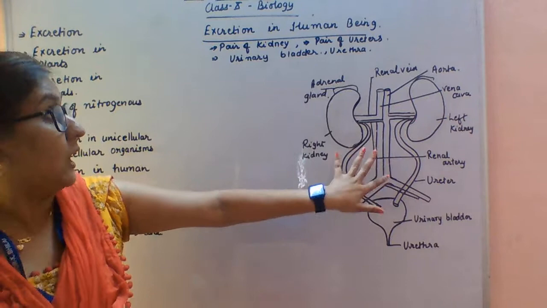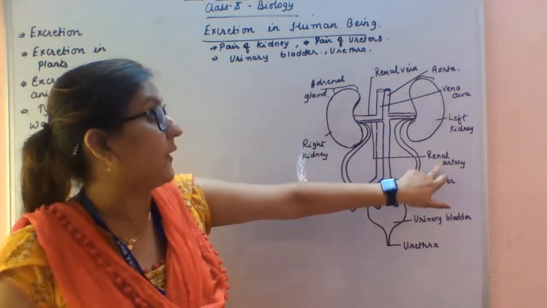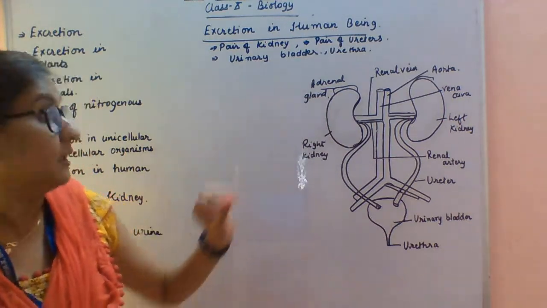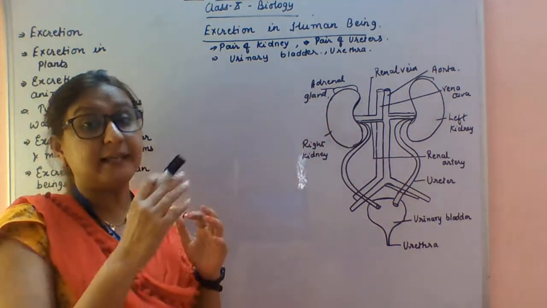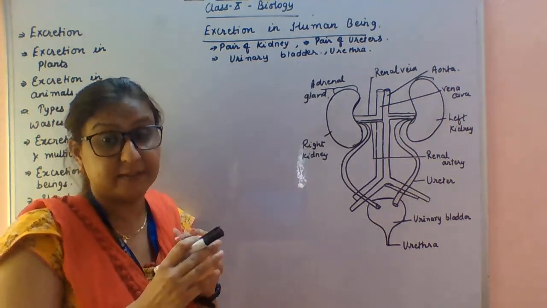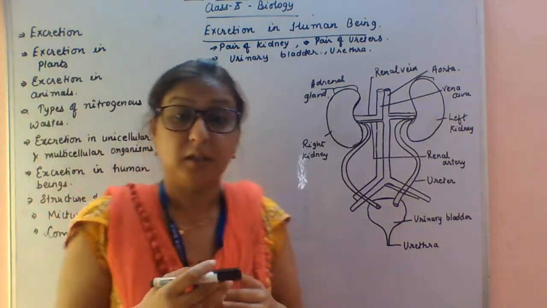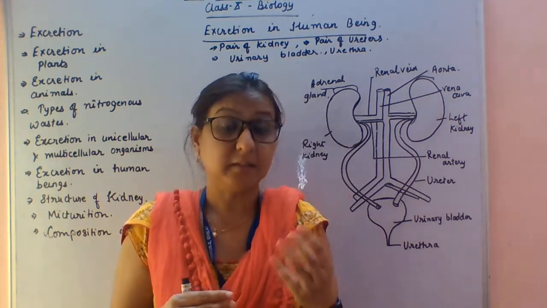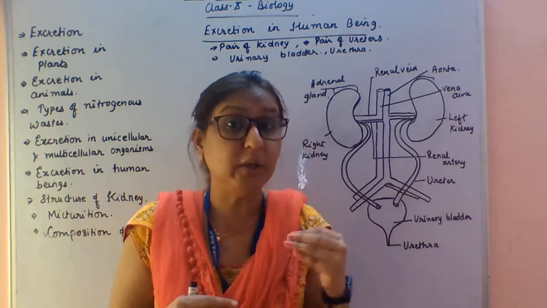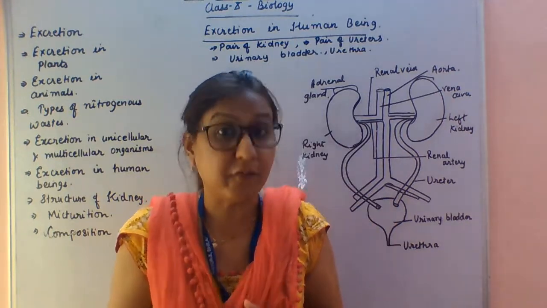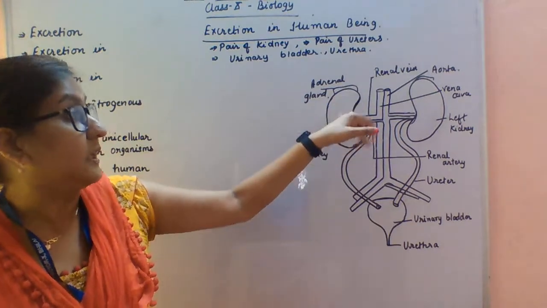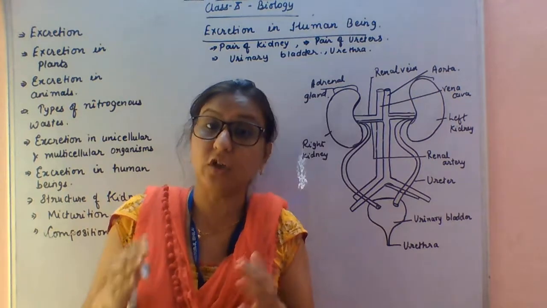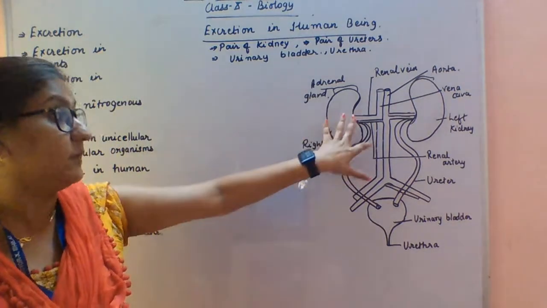Now through the renal artery the blood comes to the kidney, which, I told you, is the filtration unit of your body. Inside the kidney, millions of nephrons are present. Nephrons are the filtration units of the kidney. You can say the basic structural and functional unit of the kidney is the nephron. Later I will explain the structure of nephrons also.